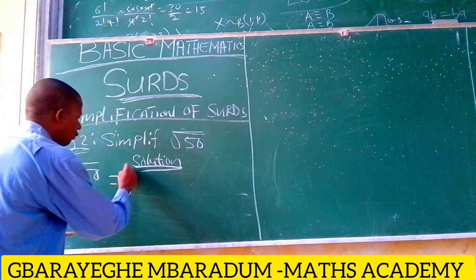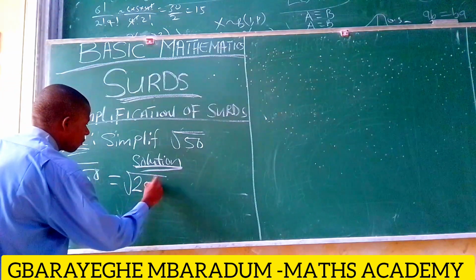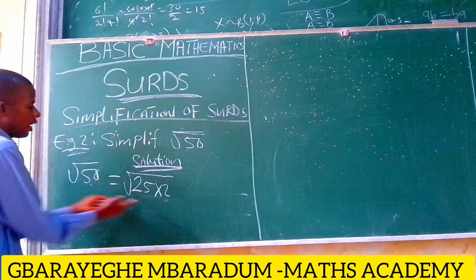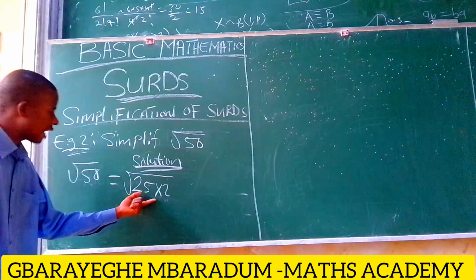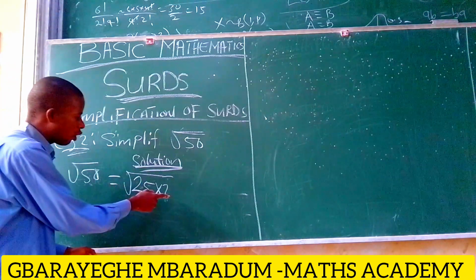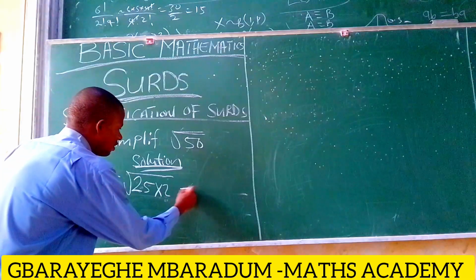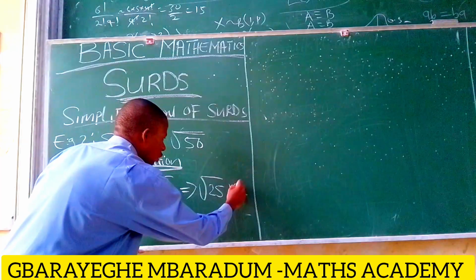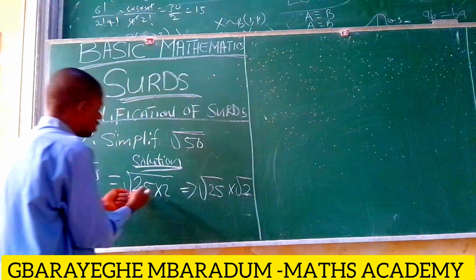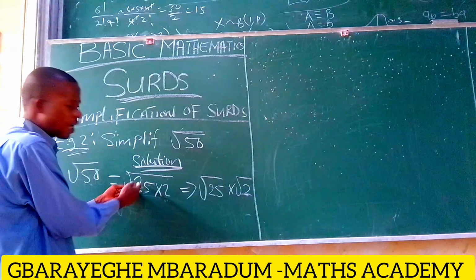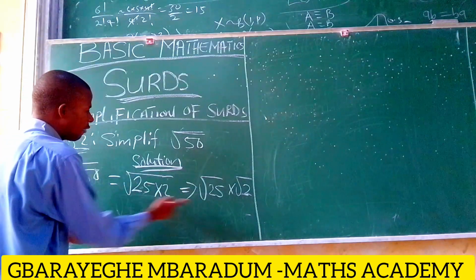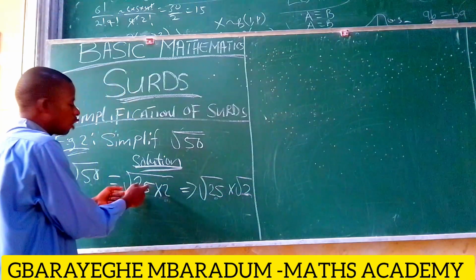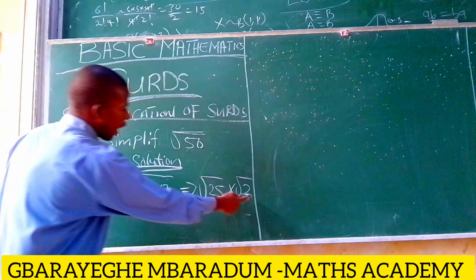50 is the same thing as what? The square root of 50 is the same thing as the square root of 25 times 2, because 25 times 2 is still going to give us 50, right? That's why we have this. At this point, you know that the square root is affecting both 25 and 2, right? So this implies that it is the same thing as square root of 25 times square root of 2, because the 25 and 2 are inside the square root.